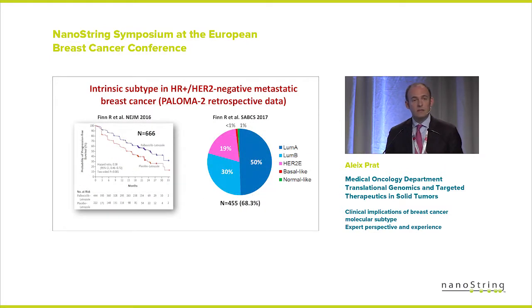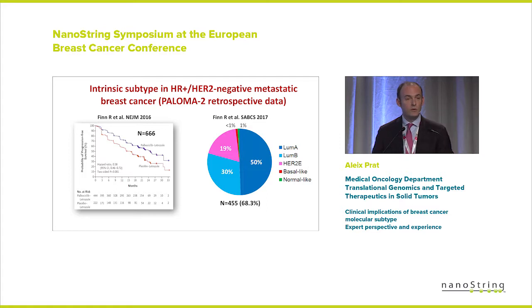So there is more data in the metastatic setting. Actually, this is coming from independent investigators. This is data from Pfizer that they produced from one of the pivotal trials that led to the approval of palbociclib in the first-line setting with letrozole, the PALOMA-2 trial. This was a study of 666 patients, and they profiled 68% of the samples, 455.